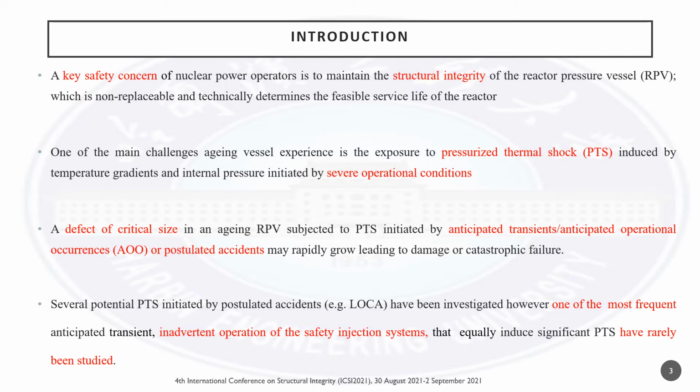Now, a defect of a critical size in an aging reactor pressure vessel subjected to PTS, initiated by either an anticipated transient or a postulated accident, may rapidly grow in the vessel, leading to damage, leakages, or possibly failure of the vessel. Several potential PTS initiated by postulated accidents, such as the loss of coolant accident, have been investigated. However, one of the most frequent anticipated transients, which is inadvertent operation of the safety injection system, that equally induces significant PTS, has rarely been studied.